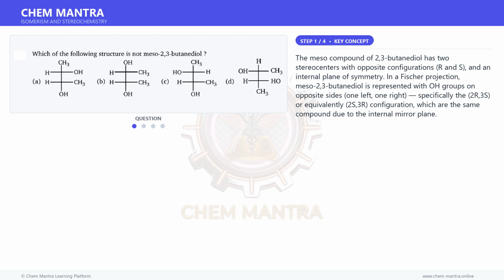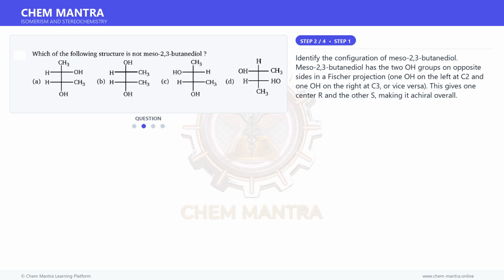The meso compound of 2,3-butanediol has two stereocenters with opposite configurations, R and S, and an internal plane of symmetry. In a Fischer projection, meso 2,3-butanediol is represented with OH groups on opposite sides, one left, one right, specifically the 2R, 3S, or equivalently, 2S, 3R configuration, which are the same compound due to the internal mirror plane.